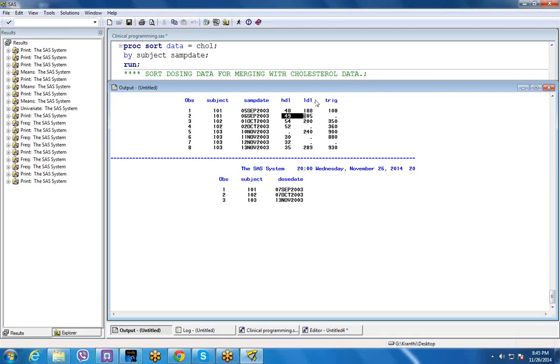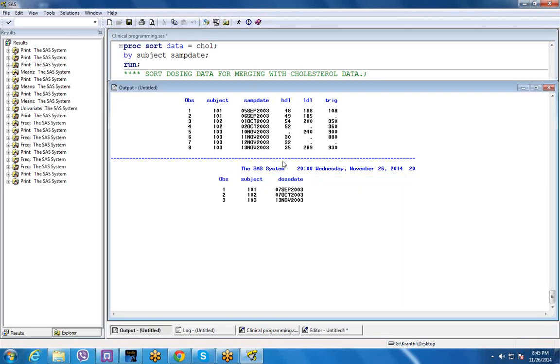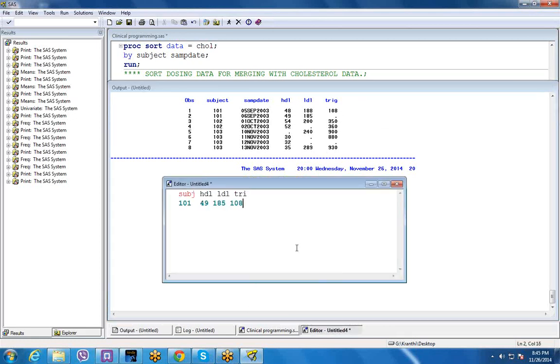So HDL 49, LDL 185. So it's 49, then 185. Then we will consider 198 also. Why? Because it's just one day, right? Here within 5 days it's acceptable. So for 7th September, 5th September you can accept. So carry this here, means this is a last observation we are carrying forward, right? So it should be the 198.